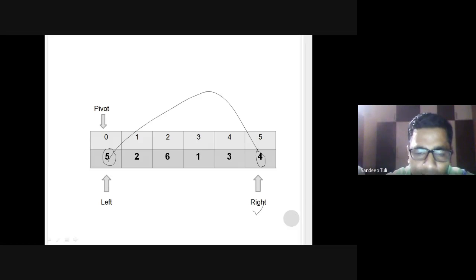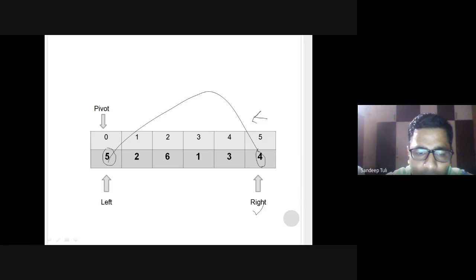Again, listen carefully. We will start from the right because we have assumed that the pivot element is at the first position. So we need to start from the right. If we assume that the pivot element will be at the last position, then we will start from the left. Now, suppose 4 is the rightmost element. So we will start scanning the elements from right to left. In this direction we will move. If an element is lesser than the pivot, then we will swap it because it should be on the left side.